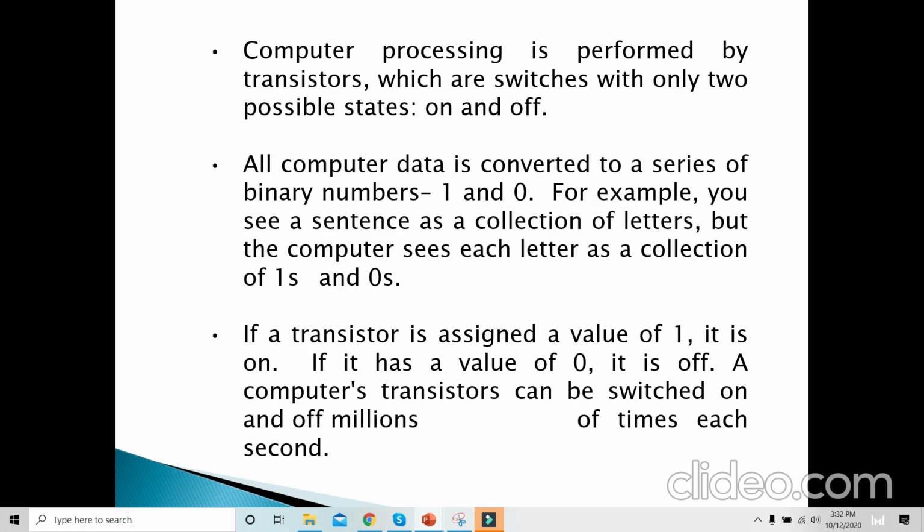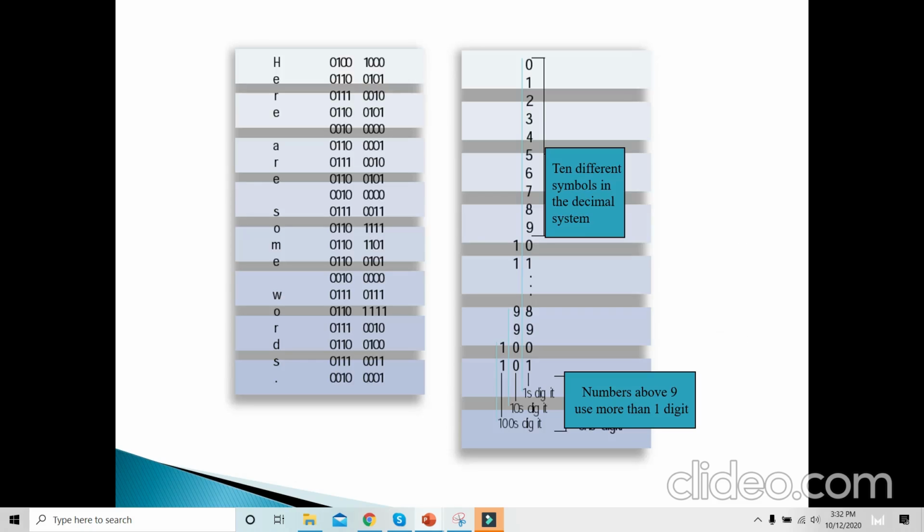A computer's transistors can be switched on and off millions of times each second. That's how memory or a CPU, central processing unit, works. It can actually operate millions or even billions of times each second.